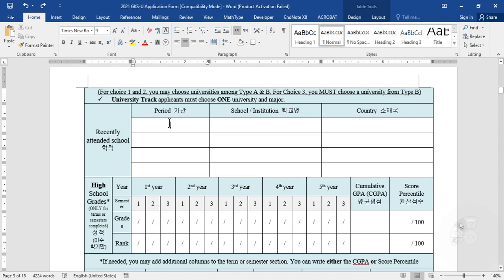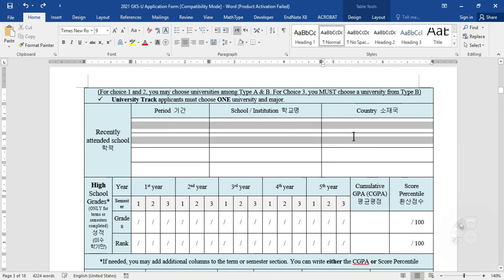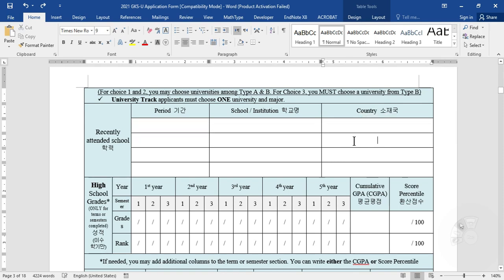So recently attended schools here. First of all, the most recent and the previous one, and the previous one, whatever you want to mention. At least you should mention 2 schools here, if you are changing schools after 2 year or 3 year. If you are in the same school for the last 4 years, you can mention only one school and write the name, period here, 2 year, 4 year, 6 year.